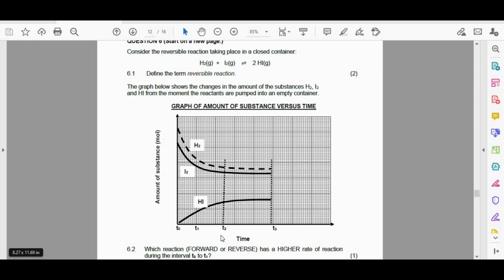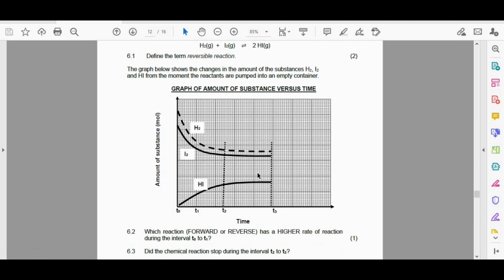Oh, no, sorry. Here's the question. I thought it was open online. It's not. They give us a graph that shows the changes in the amount of a substance, H2, I2, and HI, hydrogen iodide. So hydrogen gas, iodine gas, and you have the amount of substance in moles. From the moment the reactants are pumped into the empty container, we have T0 all the way through to T3.